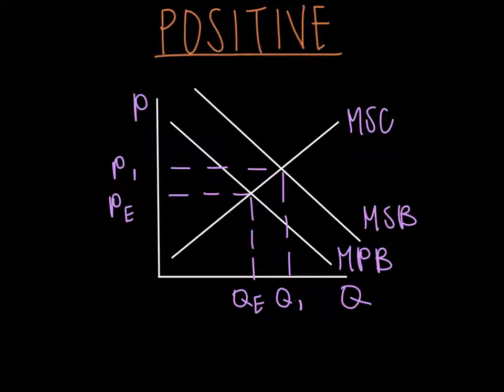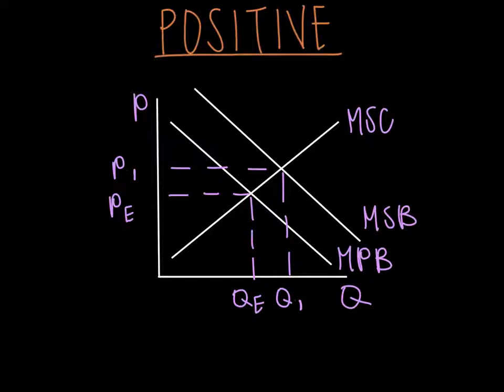There are three curves in a positive externalities graph: marginal social cost, marginal social benefit, and marginal private benefit. The MSB is greater than the MPB because the benefit to society is greater than your personal benefit. In other words, the social benefit is greater than the private benefit.